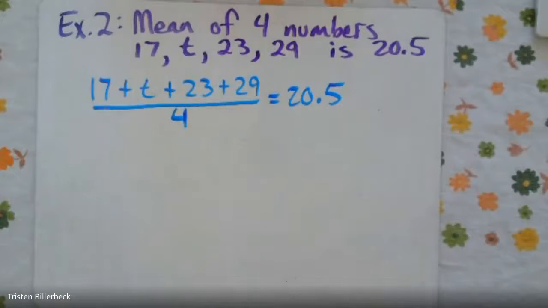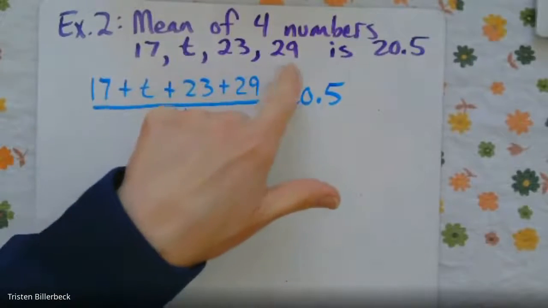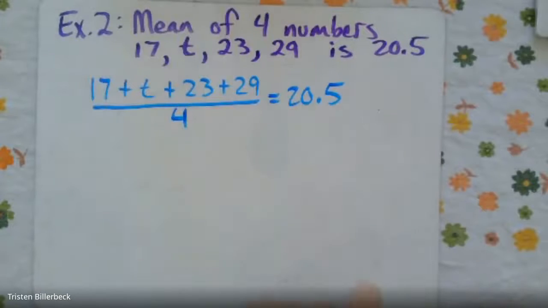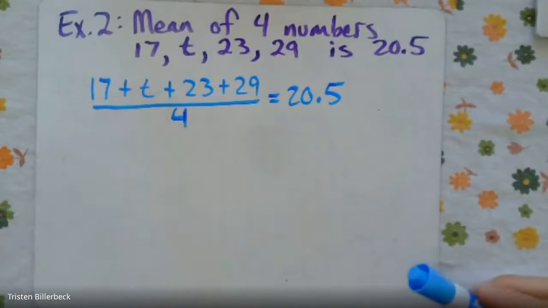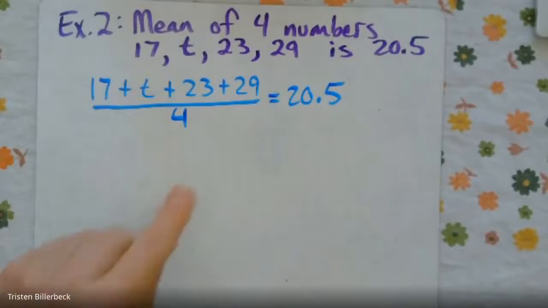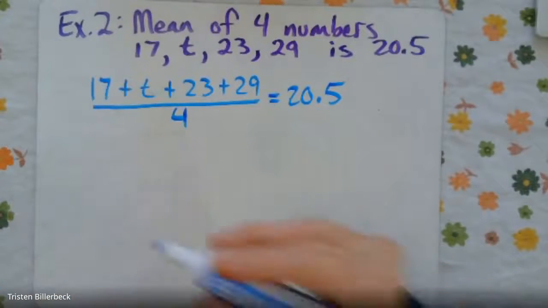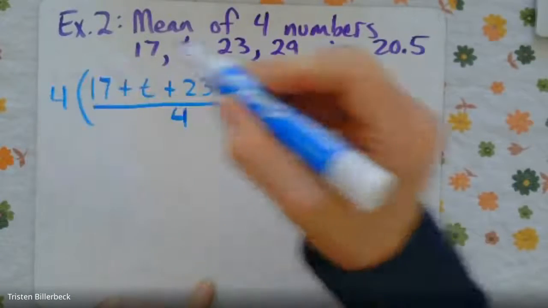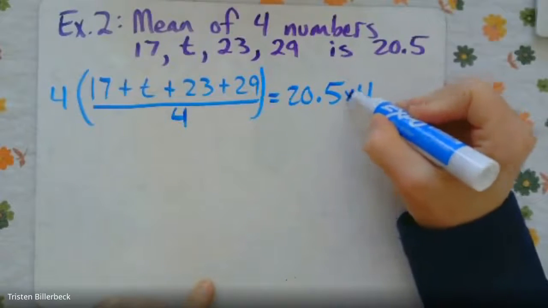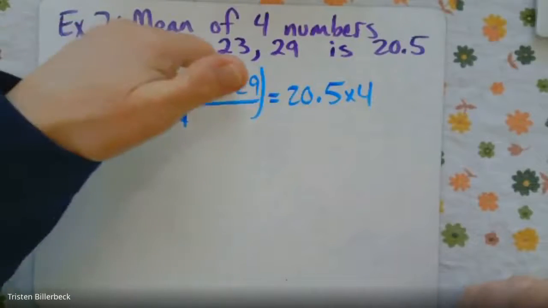Here's another example. If the mean of 4 numbers, 17, t, 23, and 29, is 20.5, well, they gave us the mean, but they didn't give us one of the numbers. How do we get rid of a 4 that's dividing? What's the opposite of division? That's right, multiplication. So let's multiply by 4 on both sides. That gets rid of this 4, so now we just have to add these up.